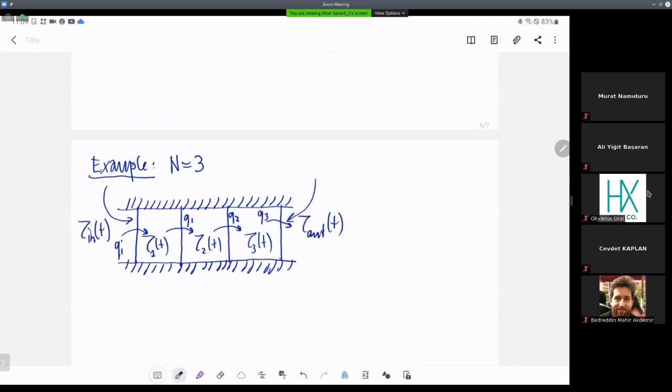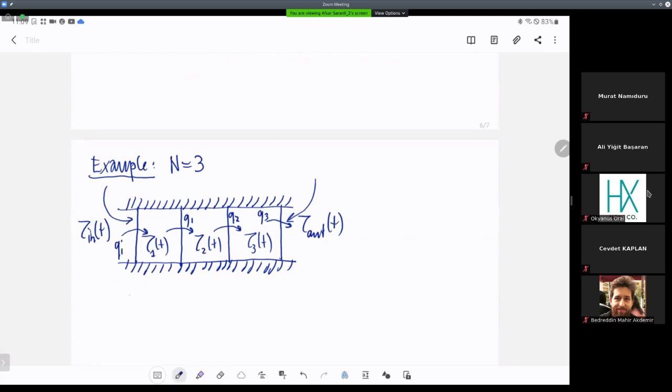Instead of having the temperature being both a function of X and time, now I have tau 1, tau 2, tau 3, which signify the dependence on X, but each one of these variables is a continuous function of time.